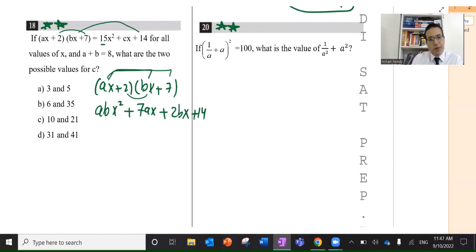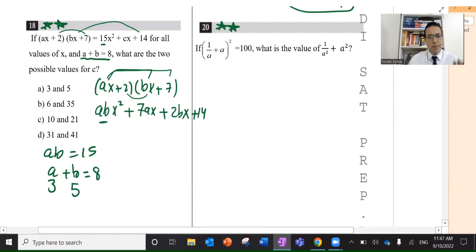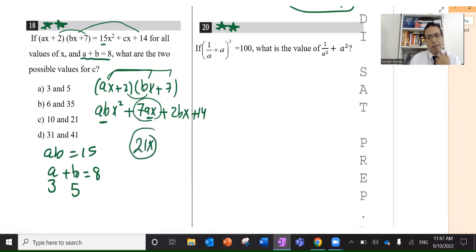If I compare the product of ab and x squared, I will figure out that ab is equal to 15. So two numbers, their product is equal to 15, and it says here that these two numbers, their sum is 8. Two numbers whose product is 15: 1 by 15, or 3 by 5. So I can assume that a is 3 and b is 5. If I replace a with 3, this term will be 7 by 3, 21x. And if I replace b with 5, 2 by 5, it's going to be 10x. Their sum is 31x. So c, one of the answers, is 31.